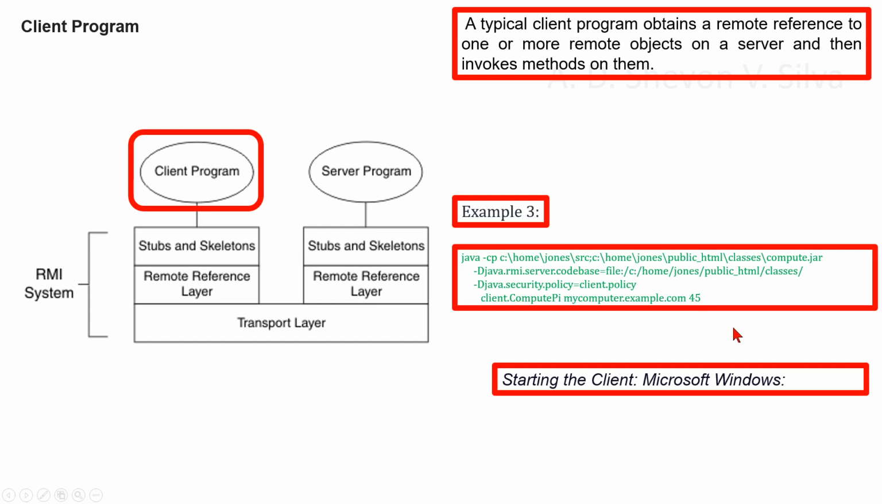Note that the class path is set on the command line so that the interpreter can find the client classes and the jar file containing the interfaces. Also note that the value of the java.rmi.server.codebase property, which specifies a directory hierarchy, ends with a trailing slash.